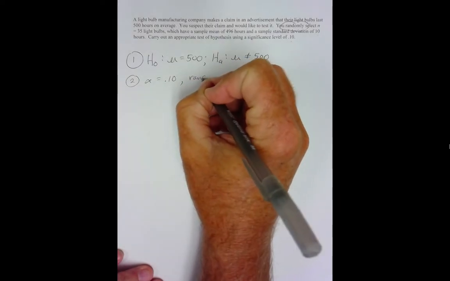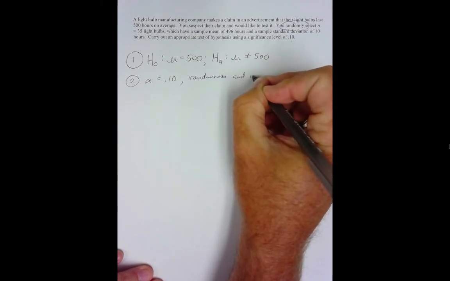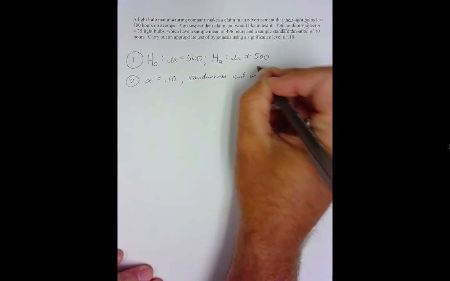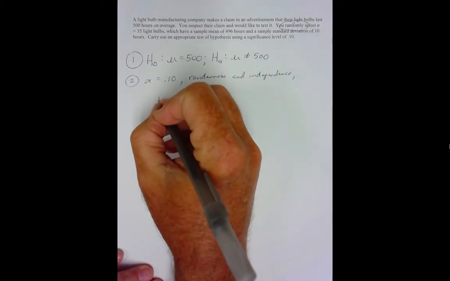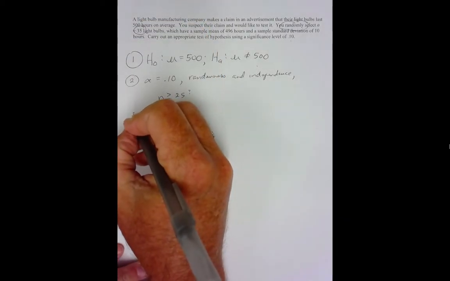Randomly selects. So that right there takes care of the random and independence. And I don't think I talked about this in the previous video. n needs to be greater than or equal to 25, and we have 35 bulbs, so we're taken care of there.